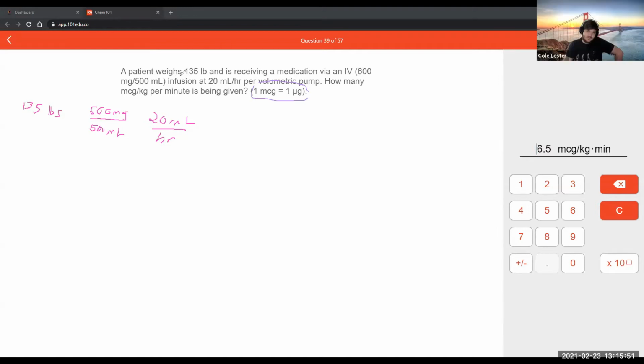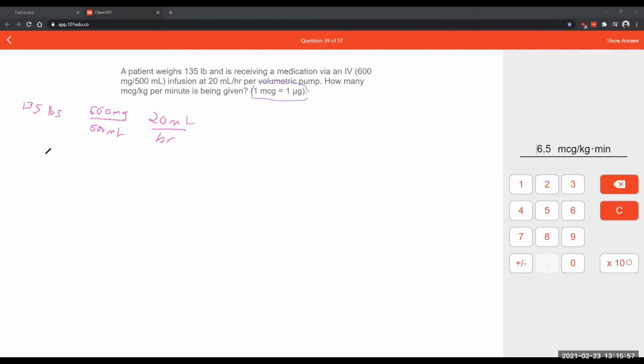So do you want to explain your process so far? Yeah, so this one, I ended up having the question itself explain it to me. Basically, the question wants you to end up with mcg over kilogram times minute. So you want pounds on the bottom because you're converting it to kilograms. And then on top of it, you're going to put one patient because you're talking about a patient. And then you convert pounds to kilograms. Pounds on top, kilograms on bottom.